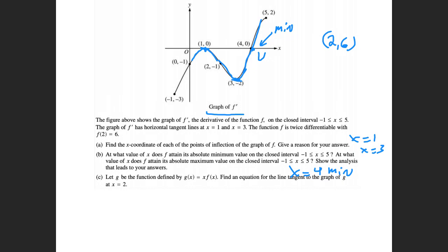Now here, this is the problem that most students will never be able to get. It says, let g be the function defined by g of x equals x f of x. Find an equation of the line tangent to the graph of g at x equals 2.